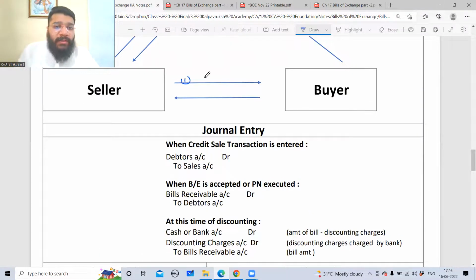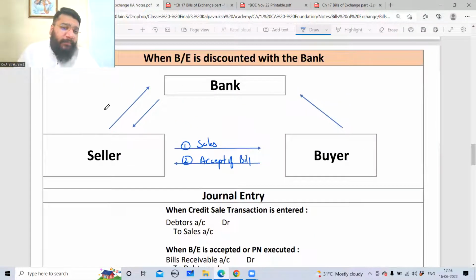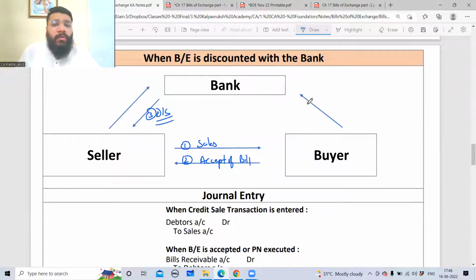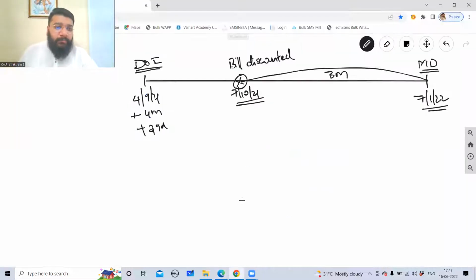So first transaction is sales transaction, sale of goods. Second transaction is acceptance of bill. Third transaction is discounting. Fourth transaction is dishonorment of bill, because on the fourth stage, the money is not being received by the banker. So what will happen is what we have to understand.